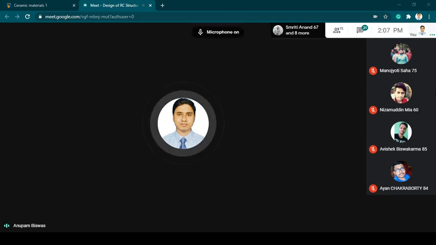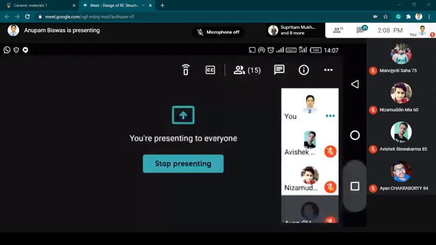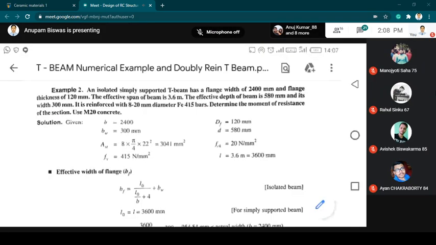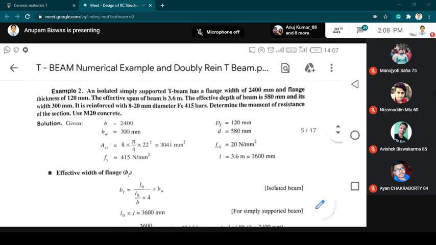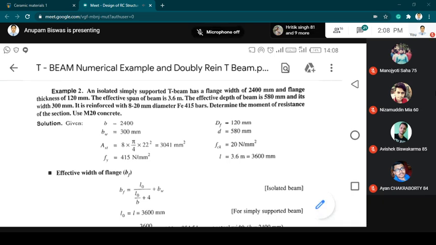I'm again presenting the screen. All of you note down example 2 and write it, and only consider the reinforcement as 10 numbers of 25 dia. Means we are considering an over reinforced section. For that you check how much moment of resistance is coming.